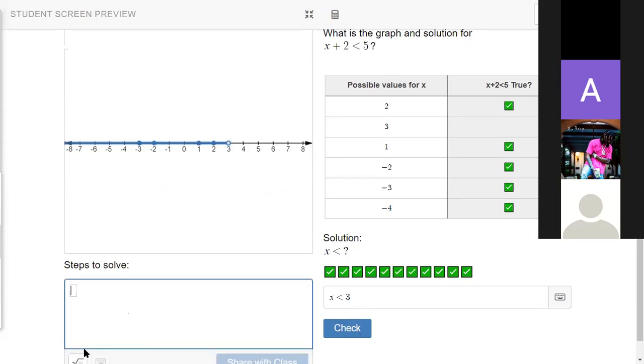The other way is to go ahead and solve by isolating the variable. So if I have this, I'm going to subtract because I'm adding 2, subtract 2 from both sides, and then it's simply x less than 3. So that's one way to do it too.